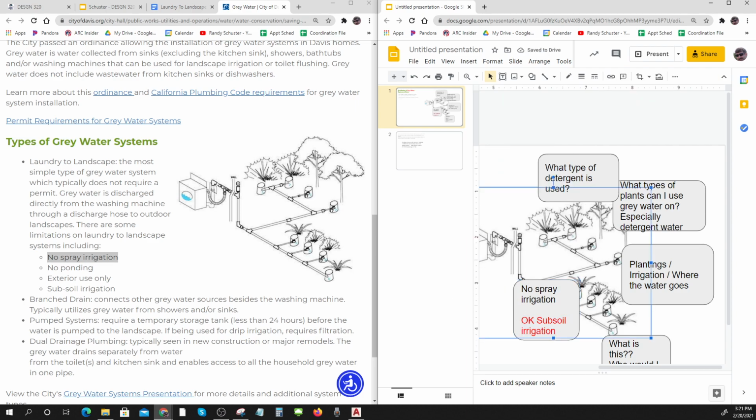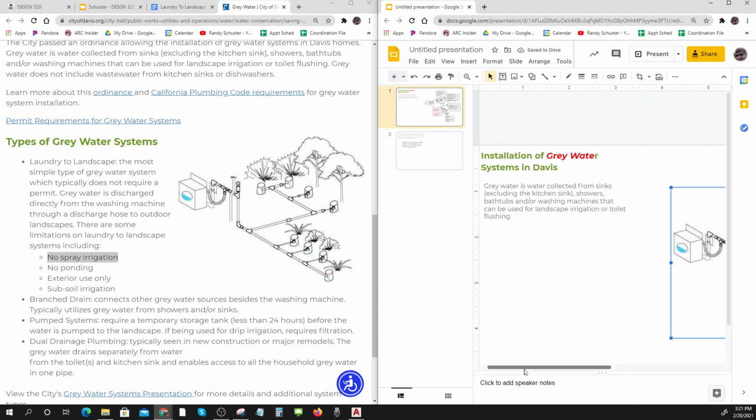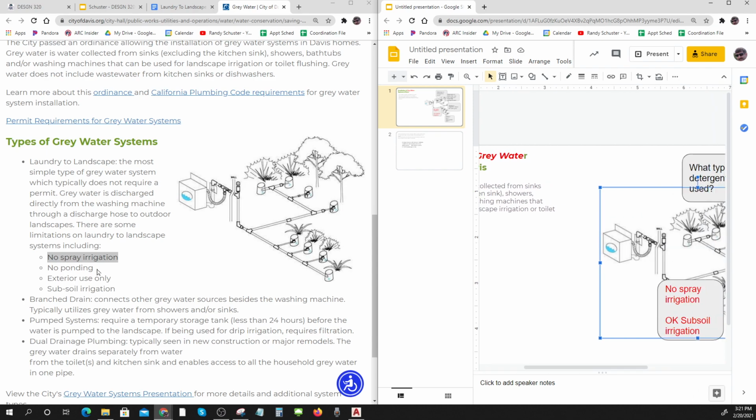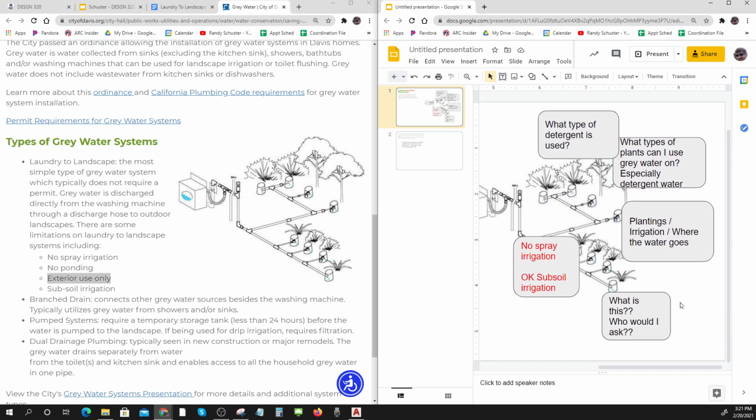So everything that I don't know, maybe I don't know what spray irrigation is either. So if it's red, I'm going to go look it up. And once I find out about it, I might be able to do some stuff. No ponding. I kind of get that. It's exterior use only. So I can't use it inside the house. So it has to go outside. So I'm starting to get some ideas. I can either talk about the plantings or I can talk about what these weird things are and maybe how to design them. Or where they're located with respect to the plants.